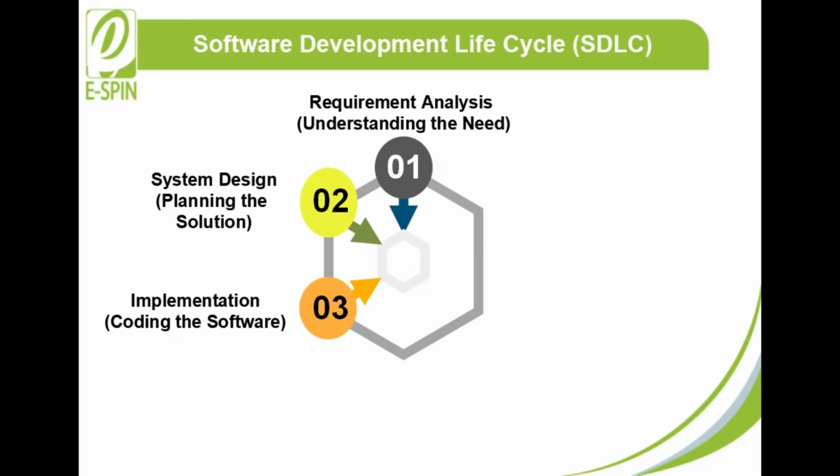3. Implementation, coding the software. In this stage, developers write the actual code based on the design. This is where programming languages are used. Example, for the food delivery app, developers write code to display the menu, write code for the add to cart feature, write code for payment processing. This is like constructing the house according to the plan.